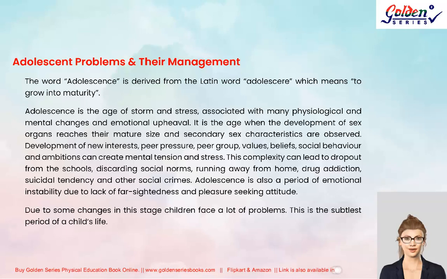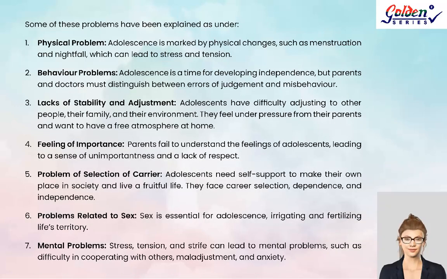This complexity can lead to dropout from the schools, discarding social norms, running away from home, drug addiction, suicidal tendency and other social crimes. Adolescence is also a period of emotional instability due to lack of farsightedness and pleasure-seeking attitude. Due to some changes in this stage, children face a lot of problems. This is the subtlest period of a child's life. Some of these problems have been explained as under.